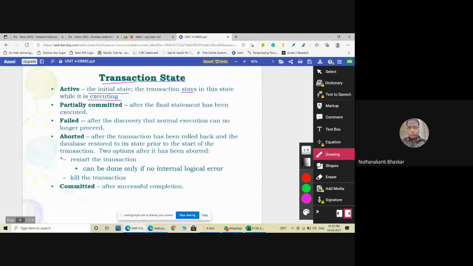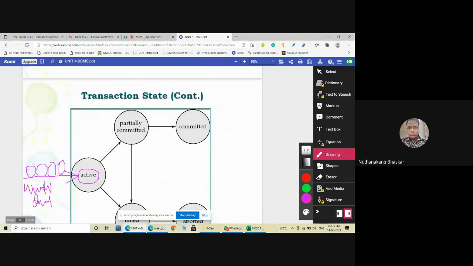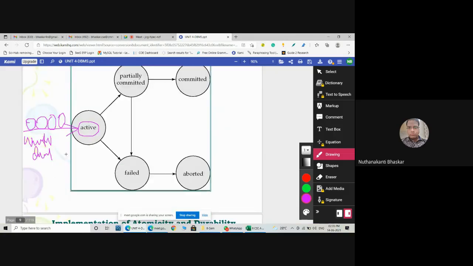Active state means the transaction, when it enters into transaction mode, becomes active. Otherwise, these are inactive states. Now the transaction has entered the active state. Active means it is ready to execute. It has not started execution. From the active state, there are two choices: one is partially committed and the other is failed.